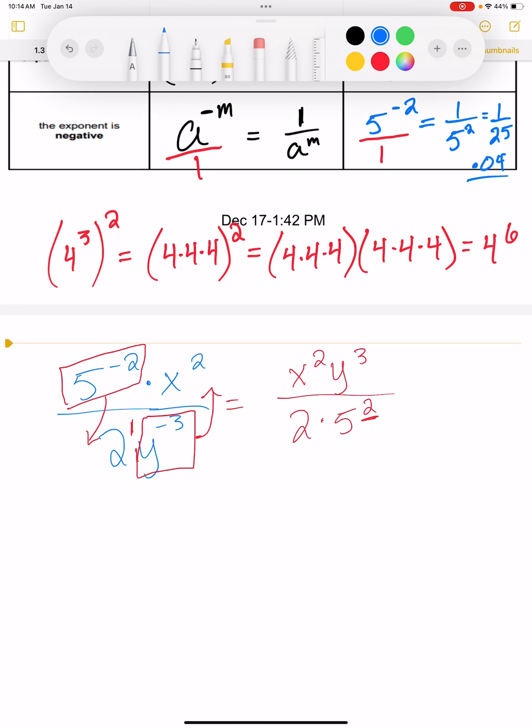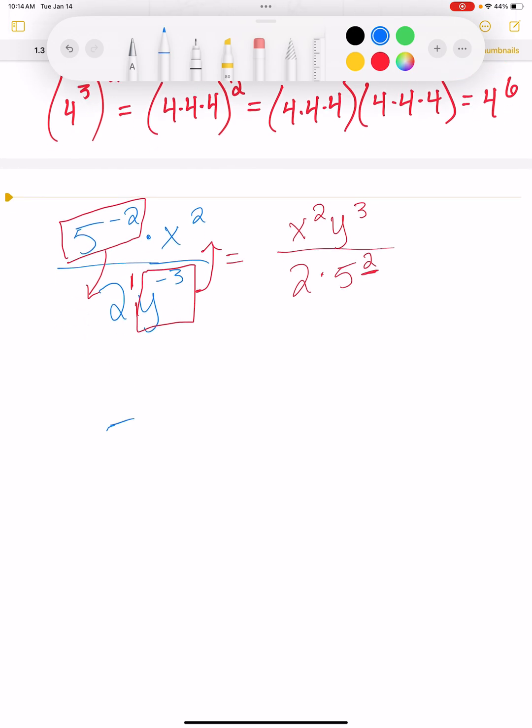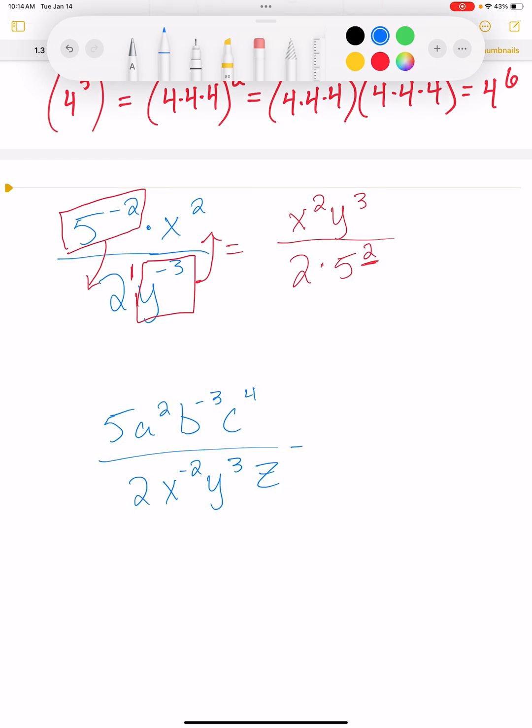So I'll give you one more. So if I have 5a squared b to the negative 3 c to the 4th over 2x to the negative 2 y to the 3rd z, right? I'm only going for the terms that have negative exponents. So that's this one and that's this one. And the one in the numerator has to be moved to the denominator, and the one in the denominator has to be moved to the numerator.